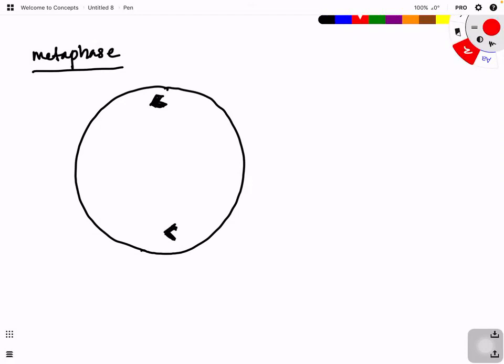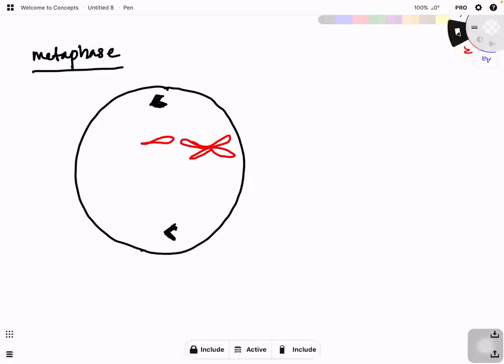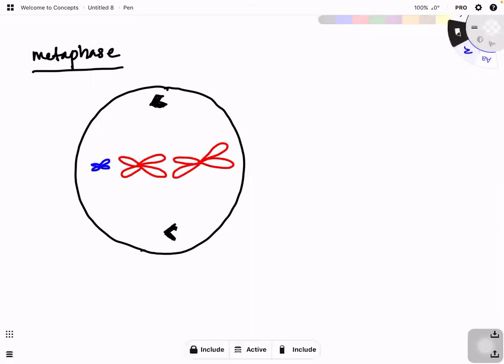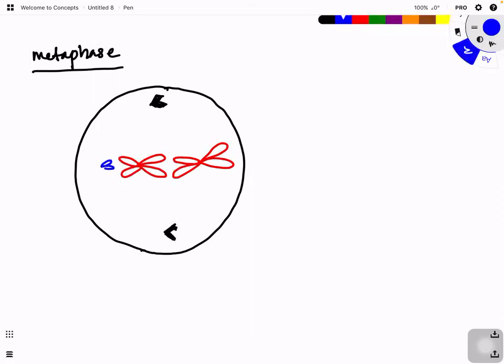So you can see that I have the red color chromosome. It's not center, sorry. Let me make it more center. Okay, blue chromosome. I have to make it smaller. Okay, are you clear?